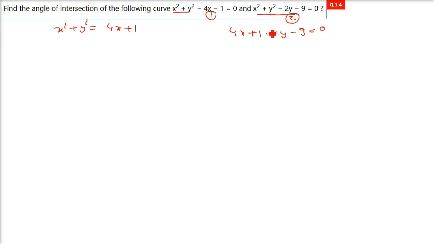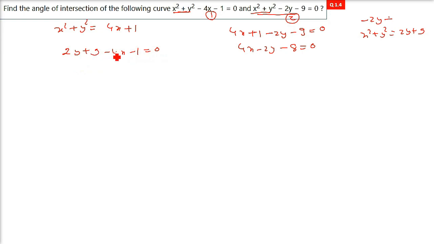So you get a formal equation of a line, and that line will say what? You'll just see. But you can do one more thing. You can put x square plus y square, which is 2y plus 9, in the first equation. In place of x square plus y square, you can put 2y plus 9. I'll just show it to you and convince you that either way you replace, from first equation to the second equation or vice versa, you are going to find the same equation of the line.